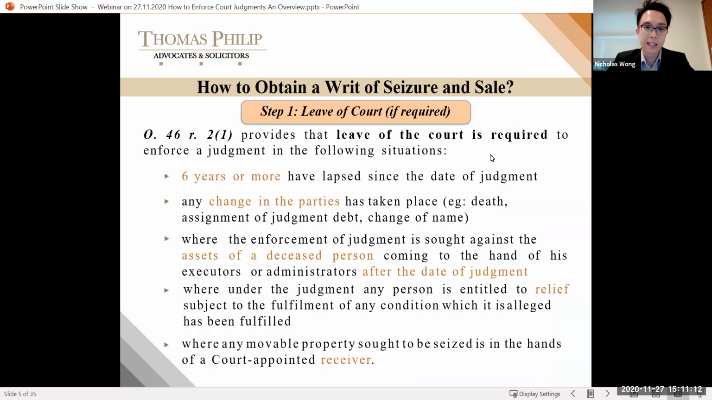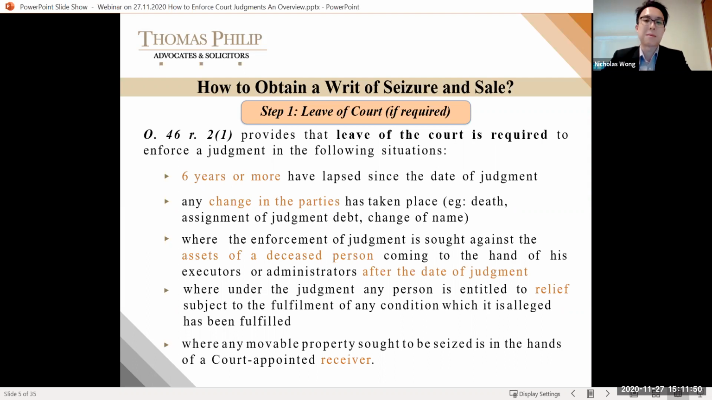Now let's look at the situations in which you need leave. These are all listed out in the relevant order, Order 46 Rule 2.1, and essentially they are like this: where there have been 6 or more years that have passed since you obtained judgment, and this is why we say you should not be waiting around to execute. If you've got a judgment against someone, don't leave it too long, because after 6 years you're going to have to ask for leave, and if you look at the body of case law, leave is not something that they will give you just because you ask for it. You're going to have to justify why you didn't do it earlier and so on.